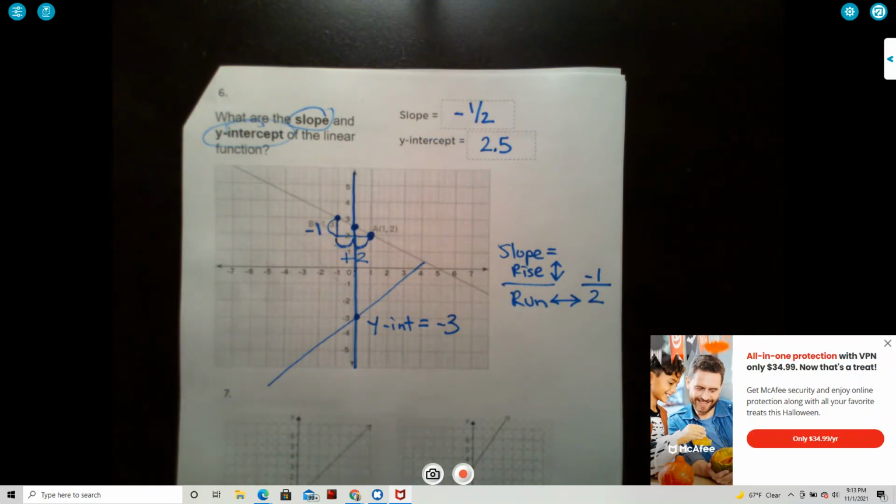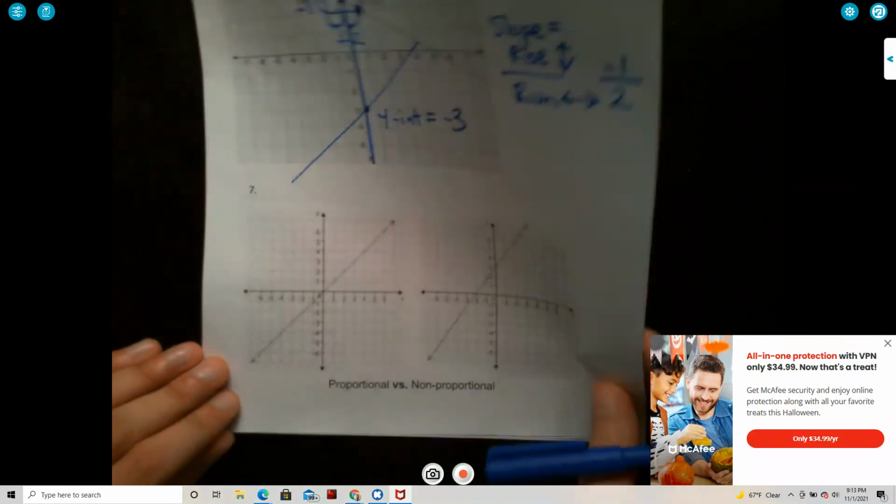So that gives us a slope of negative 1/2. So that's our slope. All right, let's take a look at 7.